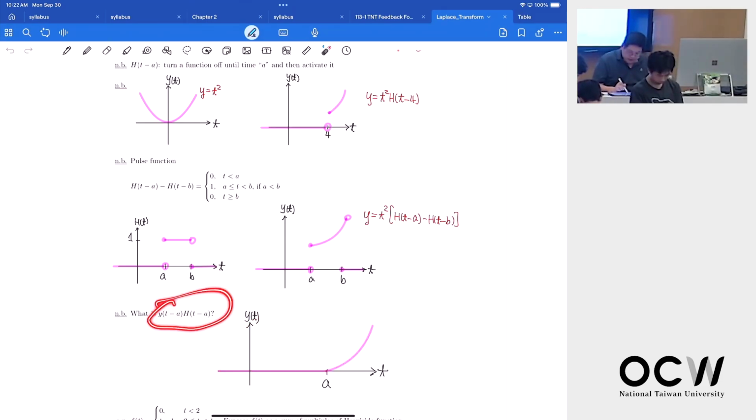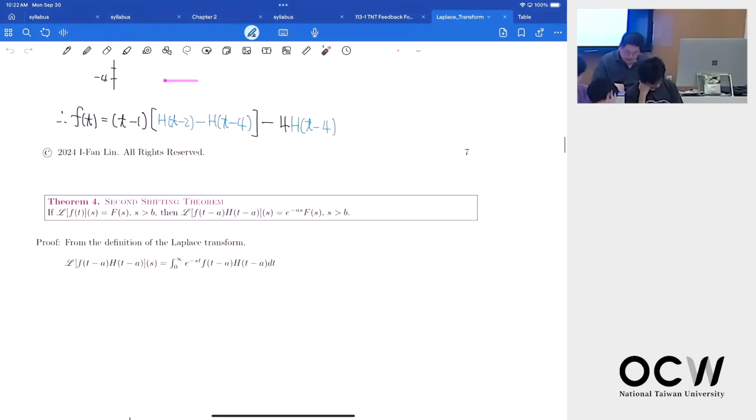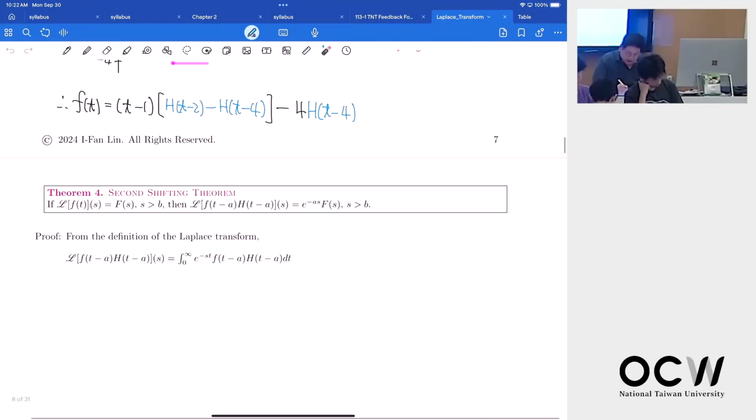Next, what is the Laplace transform of this function? The textbook calls this the second shifting theorem. If I want to find the Laplace transform when I shift the function and also multiply by the shifted Heaviside function, then what happens here? You will see that I have the Laplace transform of f, but now multiplied by e to the minus as, this exponential term.